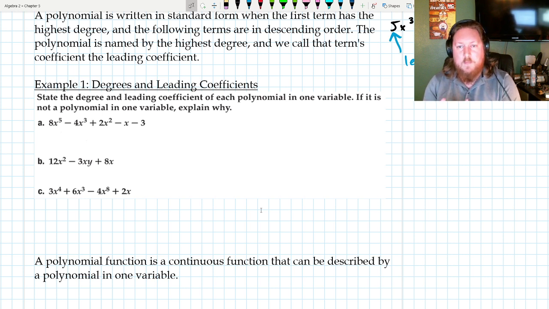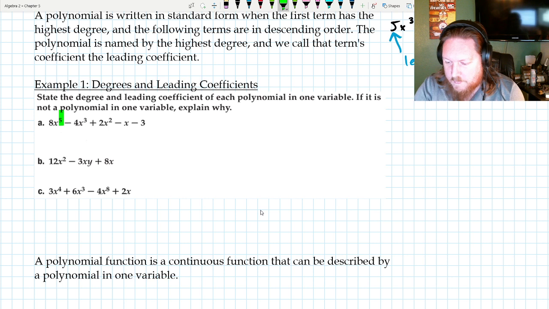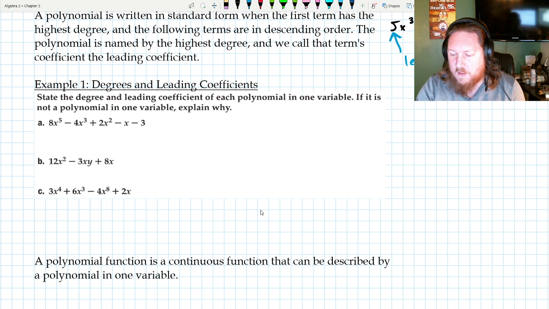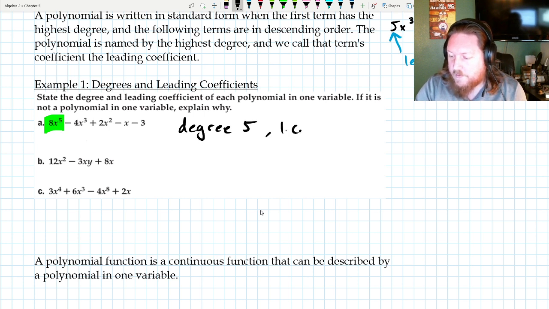So part A. I notice I have an x to the 5th, an x cubed, an x squared, an x, and a constant. So that is in descending order. All I just did right there was check exponent, exponent, exponent, exponent, constant. And I can see they're all descending, which means they're getting smaller over time. So that tells me that this is the leading term. So I would say it is degree 5, leading coefficient is 8.